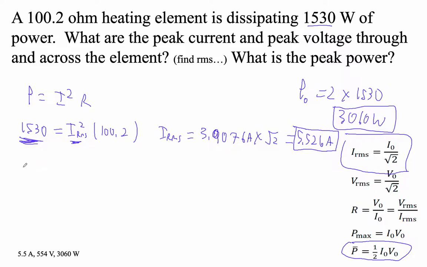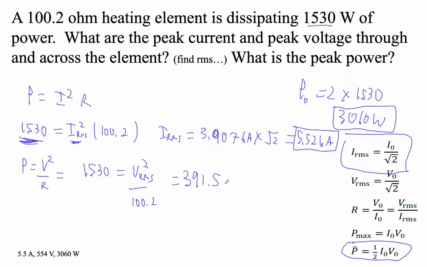Okay, I'm going to use power is V squared over R. I'm sure there's an easier way to do this. Somebody find the easier way to do this. Okay, so 1530 is equal to VRMS squared over 100.2. So 1530 times 100.2, raised to the 0.5, and I get 391.5.